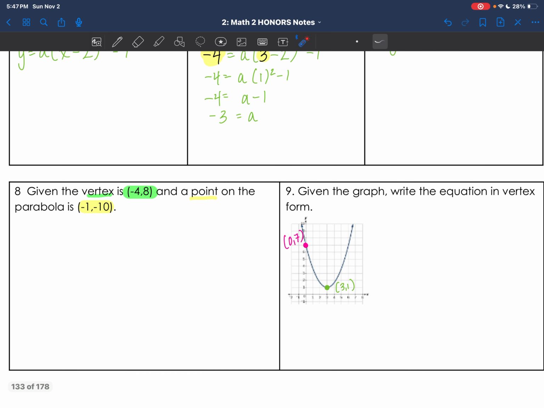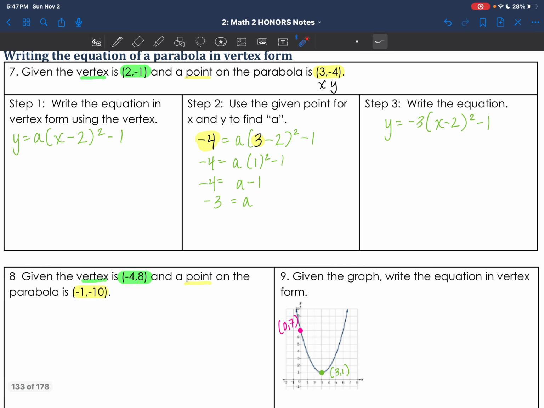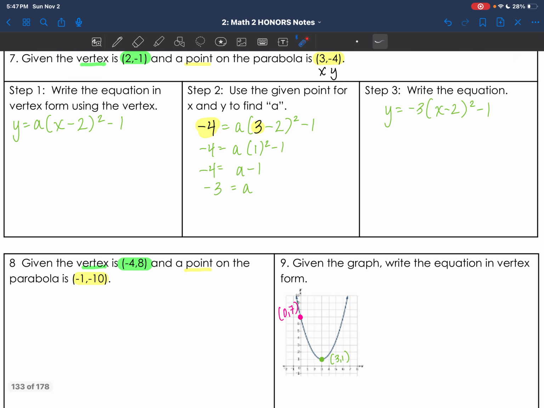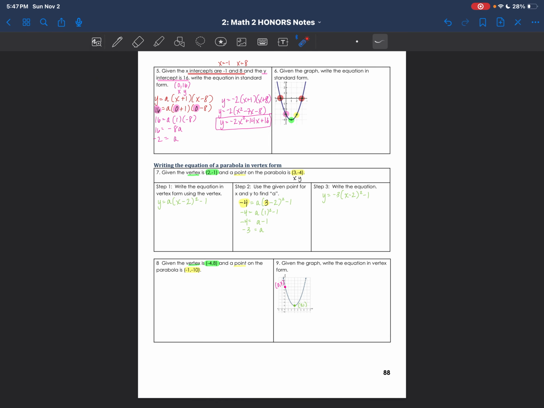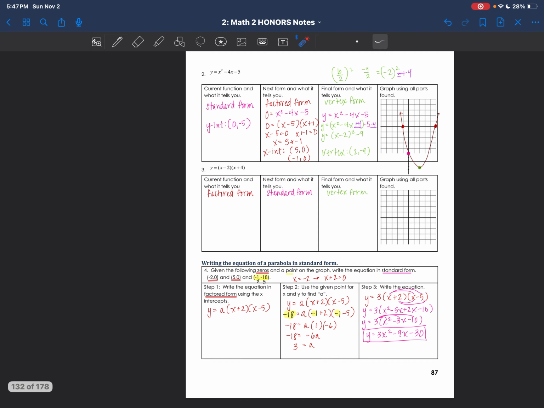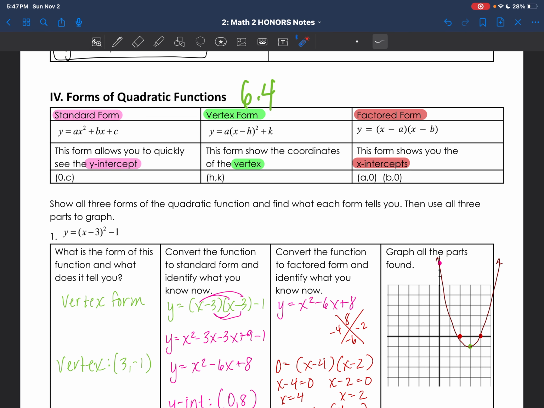equation. So what I want you to do is I want you to try this, and this is going to be very similar to what we did up here. And then on this one, you're going to do the same thing in vertex form, but I would use this point of (3, 1), and I would use this point of (0, 7). So you're going to go ahead and complete those. And that is all different forms of quadratic. So you have standard, vertex, and factored form.